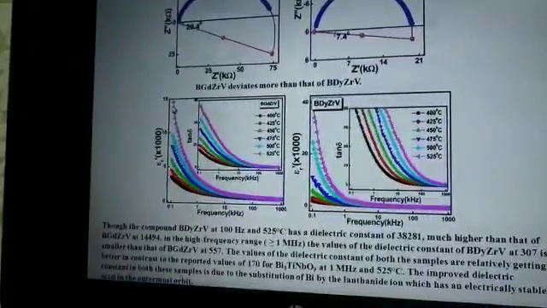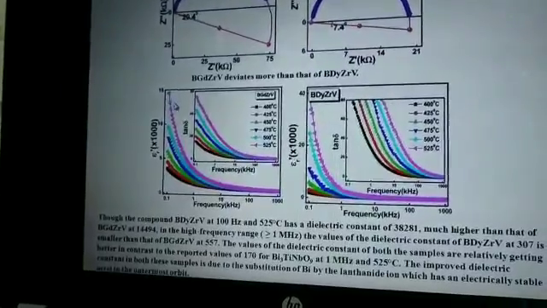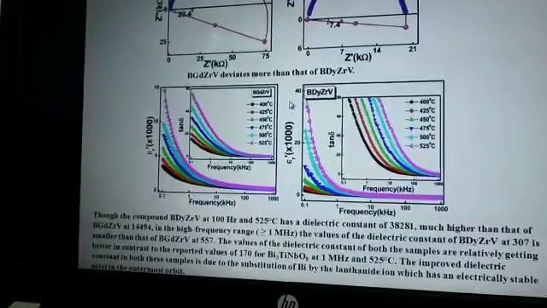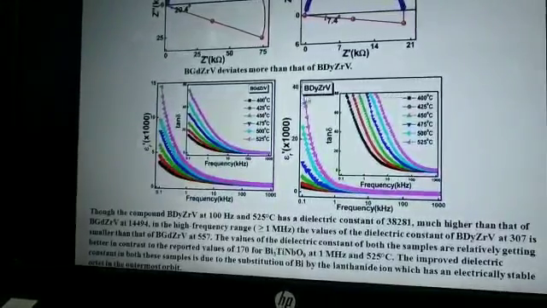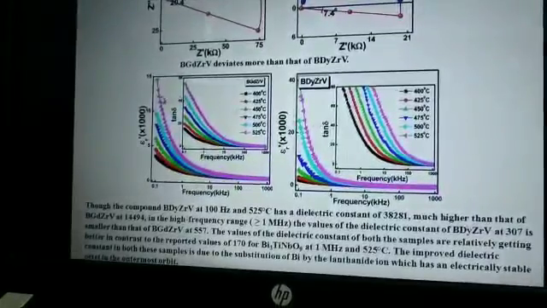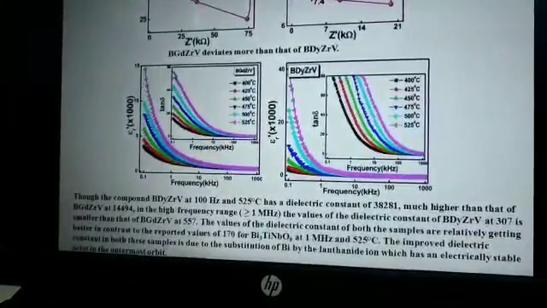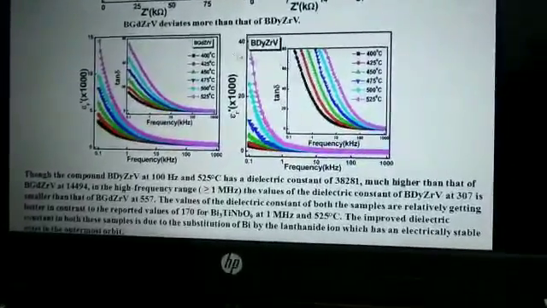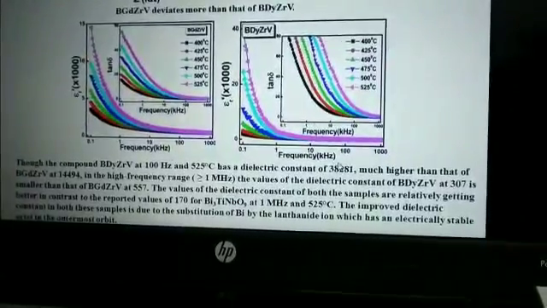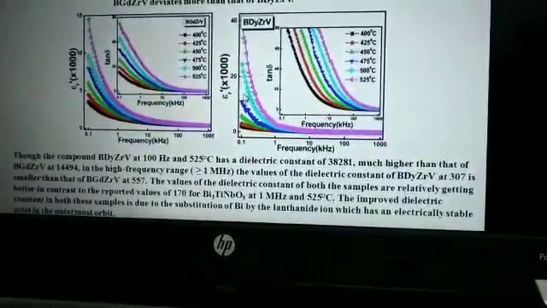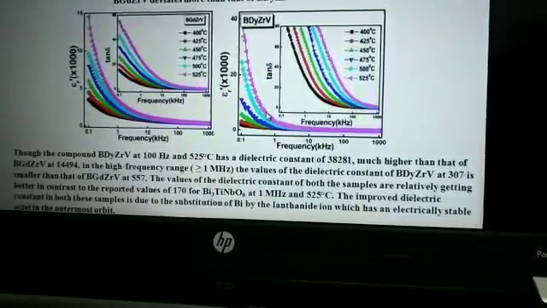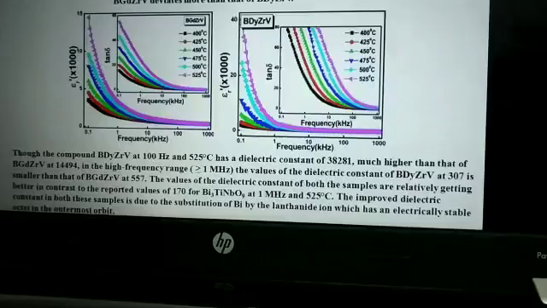Here at 100 Hz and 525 degrees centigrade, the epsilon r prime of BDyZrV is 38,281, which is higher than that of 14,494 of BGdZrV. However, at the higher frequency, BDyZrV possesses 307, which is smaller than that of BGdZrV at 557. These values are better as compared to the reported values of Bi3TiVO9 at 1 MHz and 525 degrees centigrade.